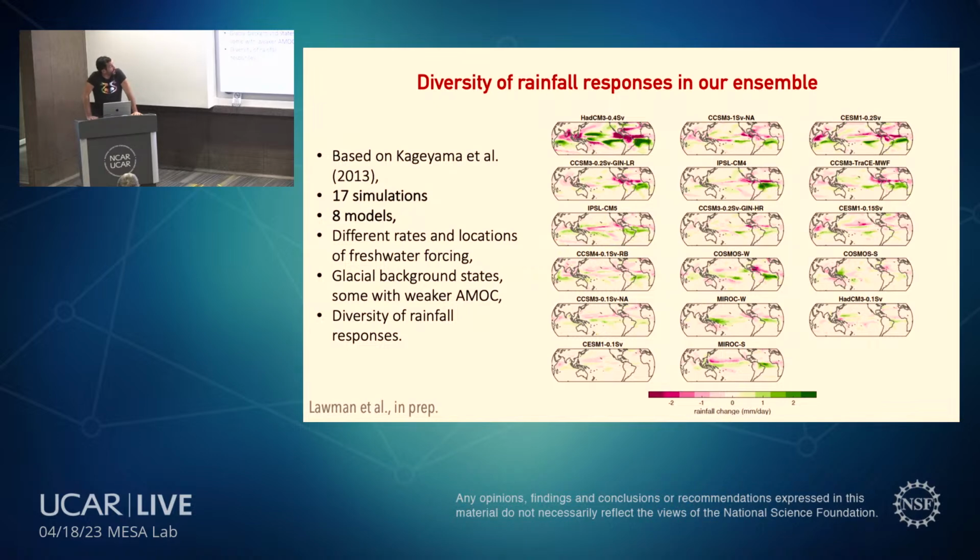So our ensemble includes 17 freshwater hosing simulations, run with 8 different models. You can see CCSM3, CSM4, and CSM1 here. Forced, in some cases, with different rates of freshwater forcing to produce different reductions in the strength of the AMOC. All of them have LGM background conditions with the exception of the TraCE. You can see that we include the CCSM3 TraCE simulation with just meltwater forcing. So for that one, the glacial background, the control climate, is not strictly LGM, it's just the background conditions prior to when the forcing was applied, but it's close to full glacial conditions.